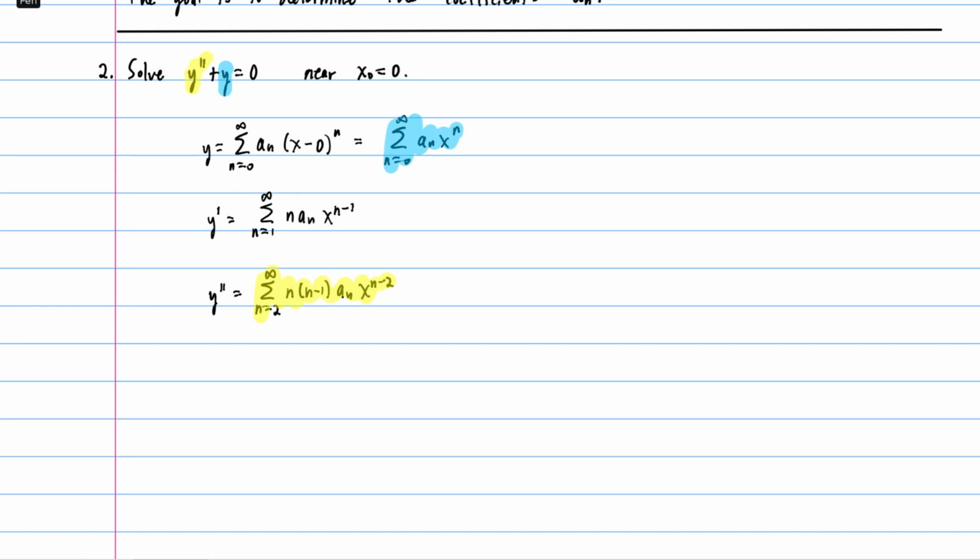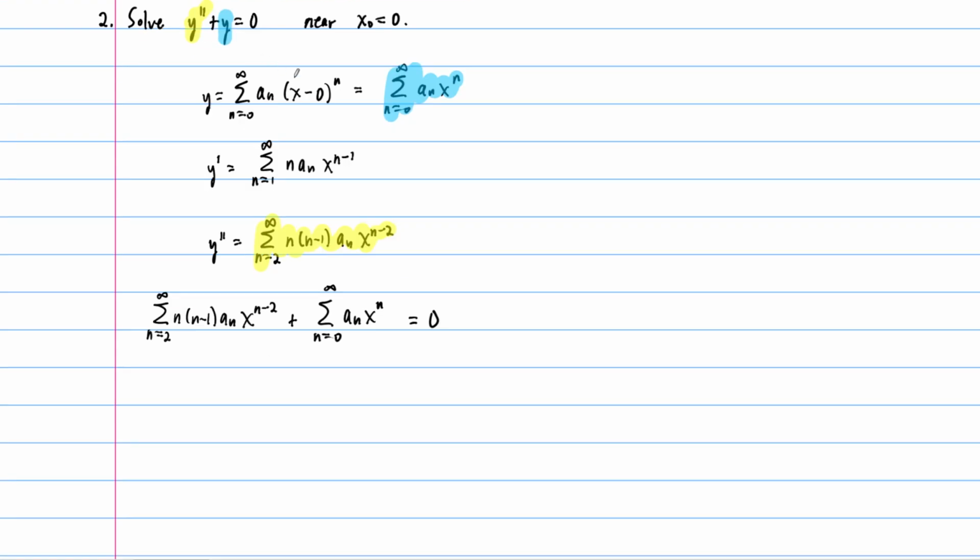So when we plug these in, the equation now becomes the sum, n starts at 2 to infinity, n times n minus 1, a sub n, x to the n minus 2. And we're going to add to that the next power series, the sum n from 0 to infinity, a sub n, x to the n. And this is all supposed to add up to 0, because this is a homogeneous differential equation.